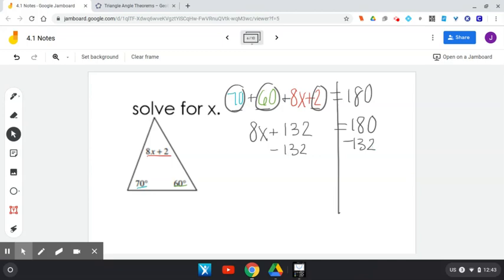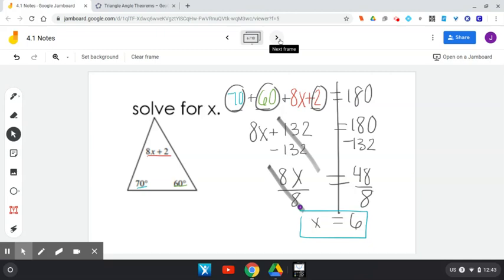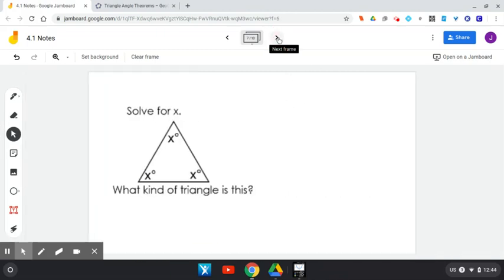That's going to let me cancel this out. So I'm left with 8x on the left, and 180 minus 132 is 48. And then this 8x shows multiplication, 8 times x. So to undo multiplying, I'm going to go ahead and divide on both sides, which cancels out my 8 and leaves me with x equals 48 divided by 8 is 6. So my final answer, x equals 6. If you need to pause to go back and look at that, you are more than welcome to.